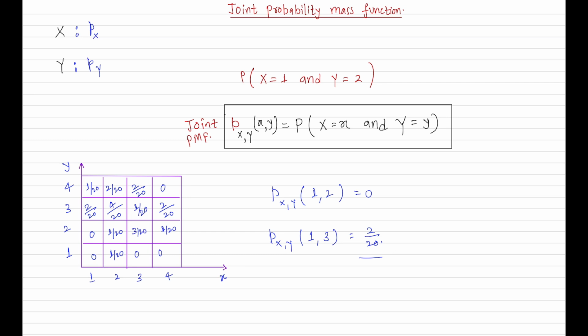So what's the question? The question is, what's the probability that random variable X takes the value 1 and simultaneously random variable Y takes the value 2? What's the probability of that? By knowing only the individual probability mass functions of these random variables, we will not be able to answer this kind of question. Why? Because we need information about how these two random variables are related.